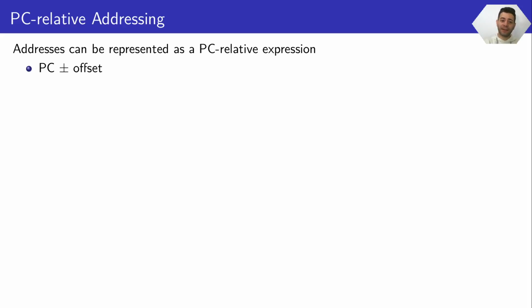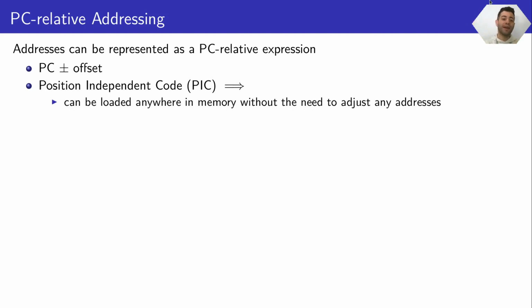Addresses can be represented as PC relative expressions, so the program counter plus or minus an offset. The good thing about this way of addressing memory is that it gives us position independent code, because we just need to know the offset between the data that we need and our program counter. That is code that can be loaded anywhere in memory without the need of adjusting any addresses. So we can take this code, put it wherever we want in memory, and this code will work.